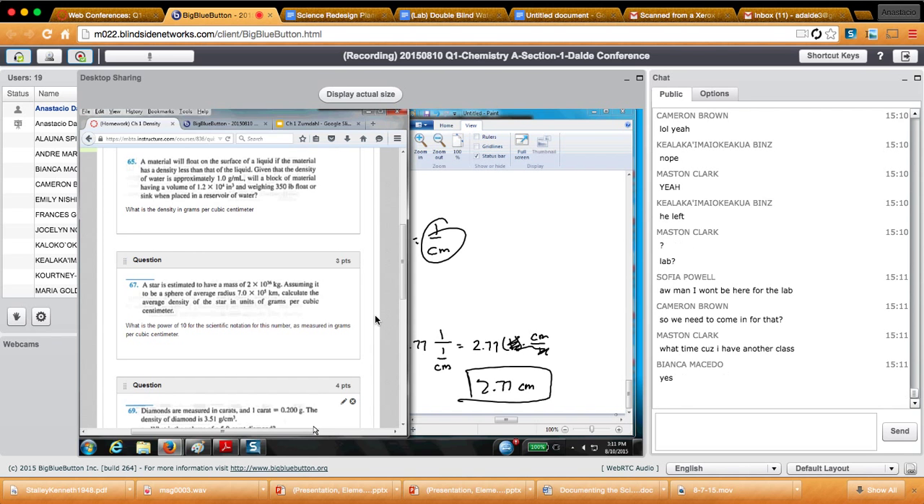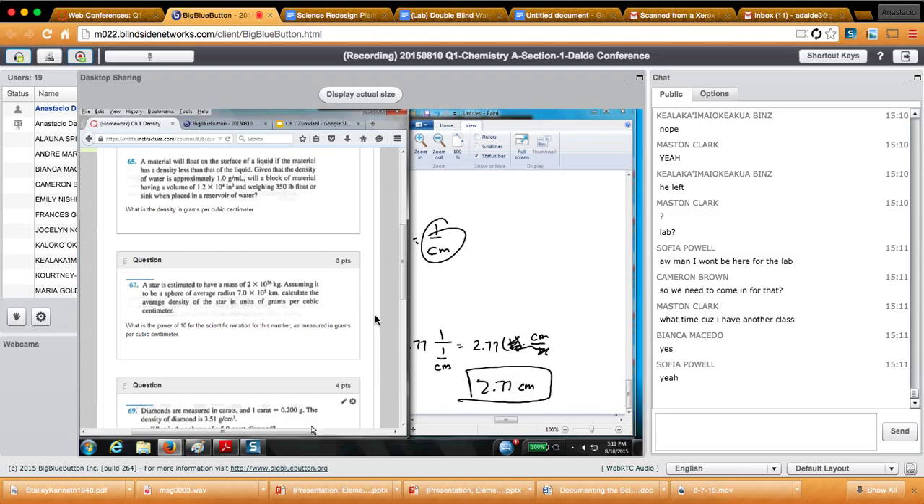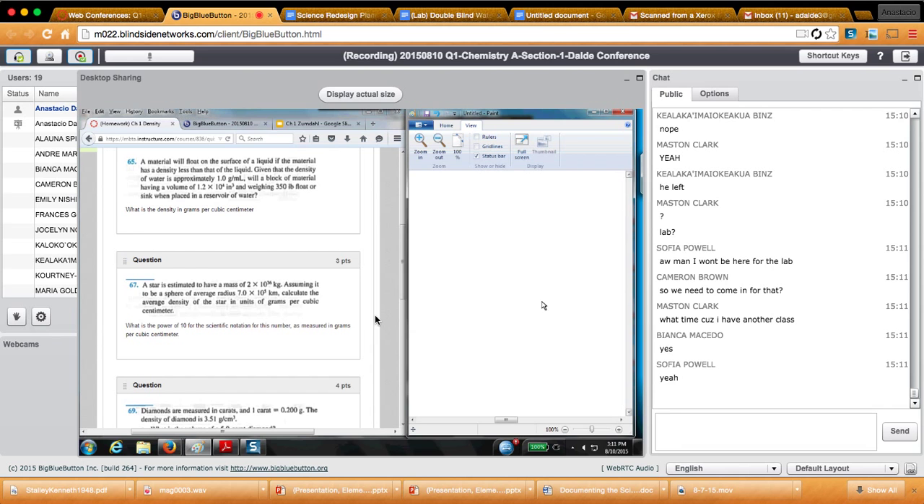All right, anyway. A star is estimated to have a mass of 2 times 10 to the 36 kilograms. Assuming that it's a sphere of average radius 7 times 10 to the 5th kilometers, calculate the average density of the star in grams per cubic centimeter. I admit to you, that's a tough problem. Let's do it. 2 times 10 to the 36 kilograms is the mass. That's a massive star. This radius is 7 times 10 to the 5th kilometers.